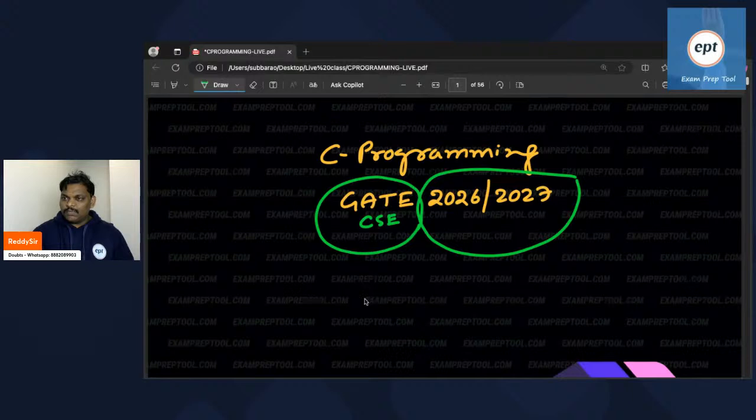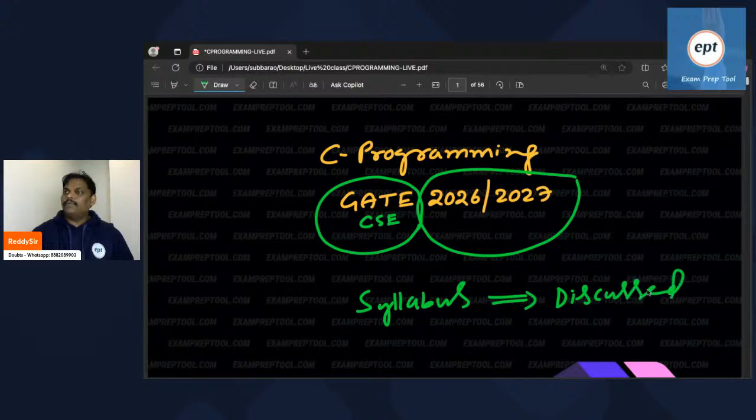Some syllabus discussion we did. The syllabus we have already discussed. In the last class, in lecture number 1, we already discussed the syllabus and all.